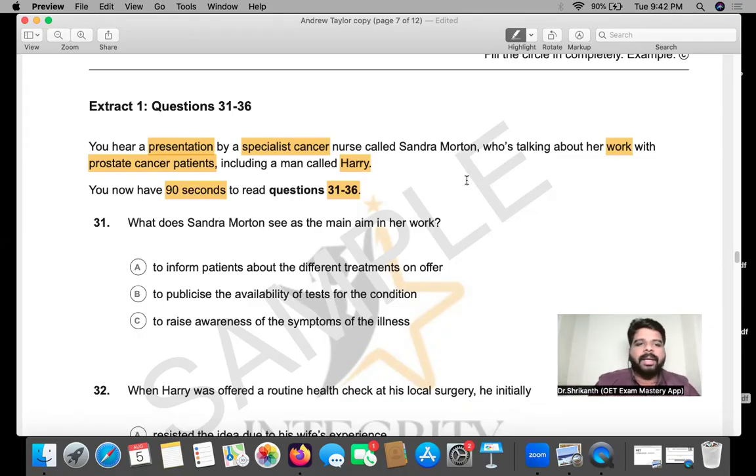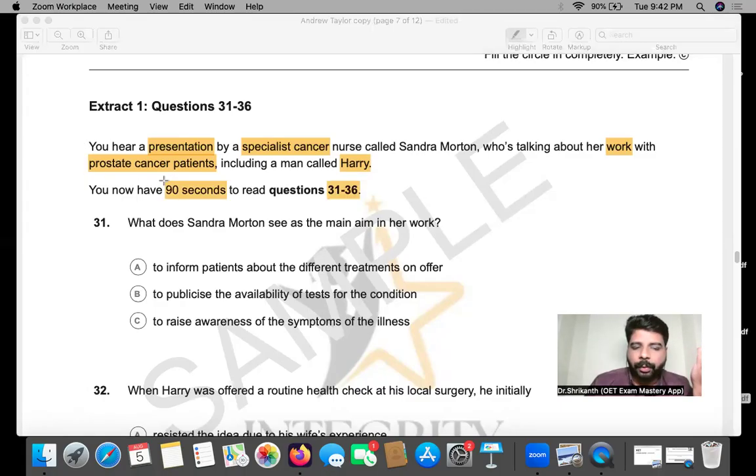And on top of that, they are giving you 90 seconds for you to read the questions. That is, before the audio plays, they give you one and a half full minutes to read questions 31 to 36. So that is another advantage. The OET really wants you to succeed. They're really rooting for your OET success. So what we must do is utilize this to our advantage.